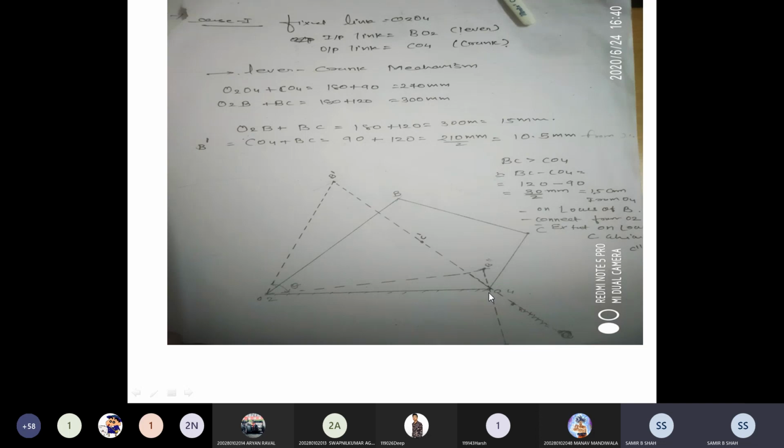कहाँ पे मिलेगा C double dash? That may be taking the arc of O4C, which may intersect at C double dash. O4C वाला arc, we are getting at below portion of O4. It is called as C double dash. While C dash we are getting on O4B dash line, where C dash is equal to the radius of O4C.